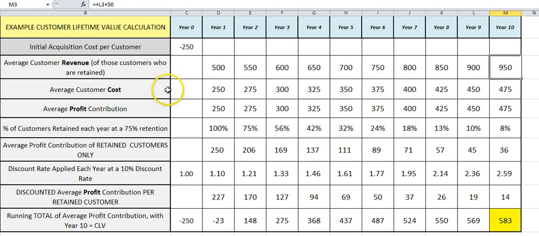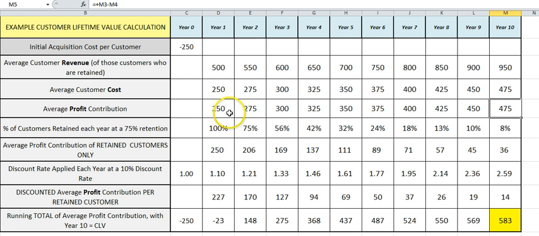What does it cost us to provide that product and services to make that $500 in year one? I've just set that at half. So a gross margin of 50%. So as revenues increase, so does average costs. And then we just calculate the difference between those. Once we have those numbers, we can then work out what is the profit per year for each customer. So obviously that is increasing.